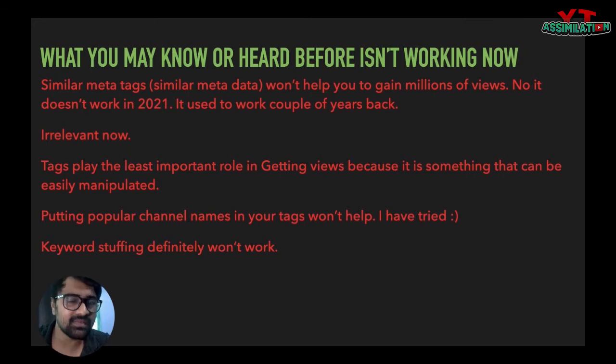The final misconception is that keyword stuffing definitely won't work. What I mean by keyword stuffing is repeating the same tags again and again in all of your videos. If your channel is about how to make money online, and you're putting the same tags on all of your videos, like how to make money online, how to make money online in 2021, and just repeating all the tags without any relevance, it's not going to help you much.